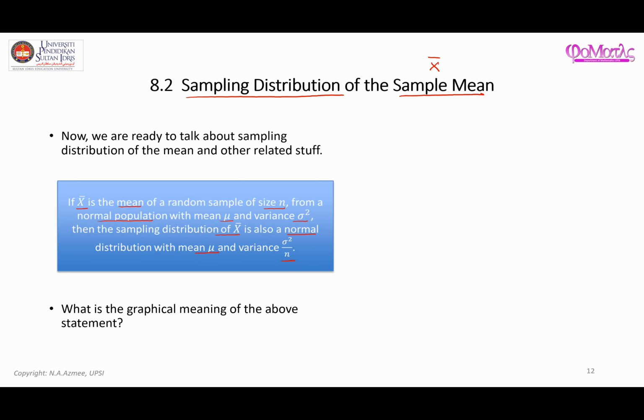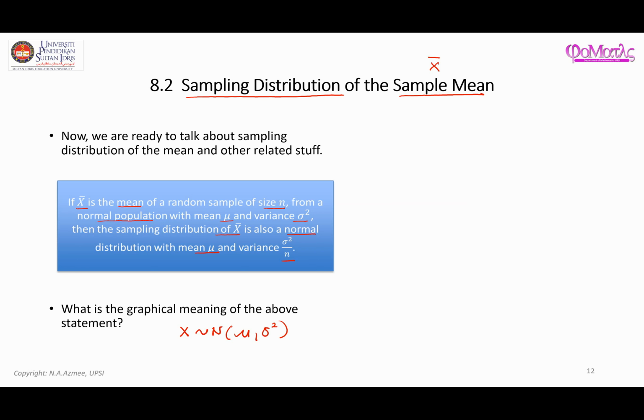So if I were to translate this whole long statement into a mathematical representation, it will simply look like this. So here I will have a distribution of x. X has a normal distribution. According to this statement here, we sample the data from a normal population with mean mu and variance sigma squared. So the original population has a normal distribution with mean mu and sigma squared.